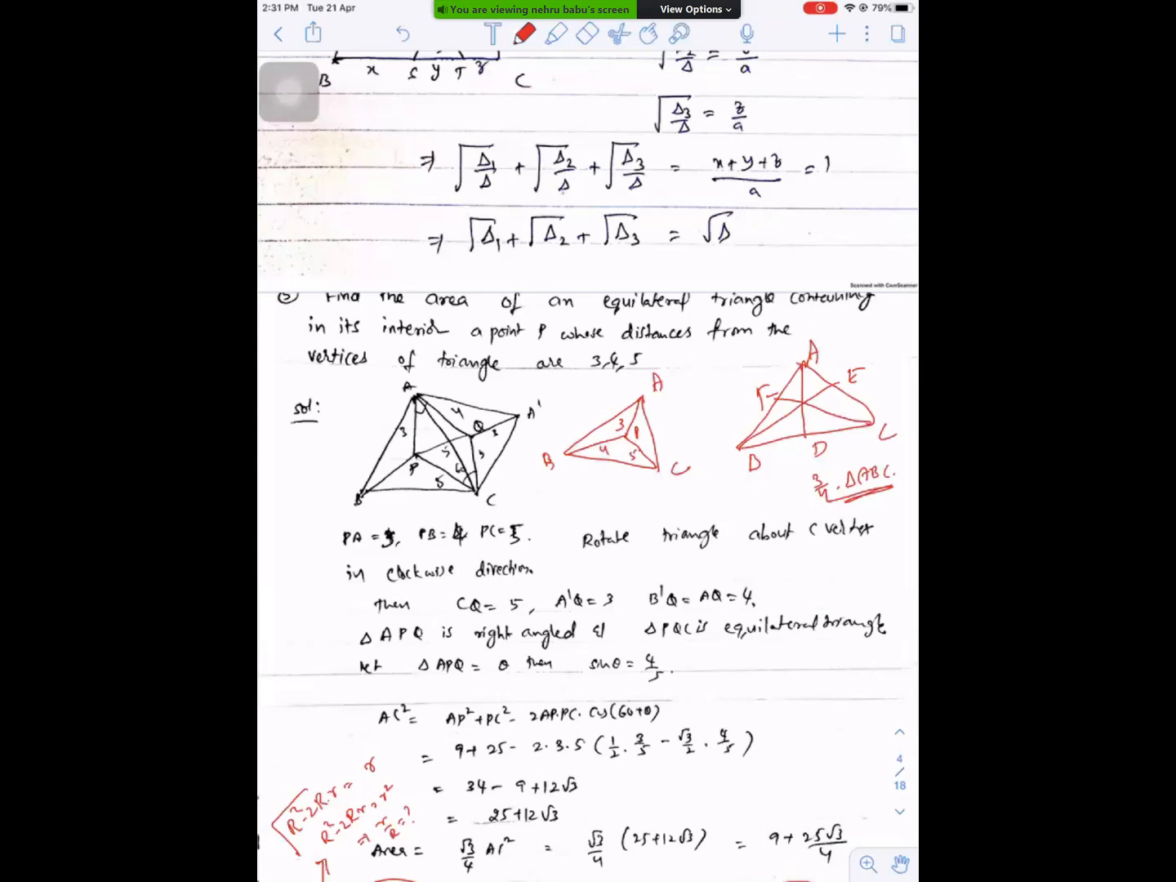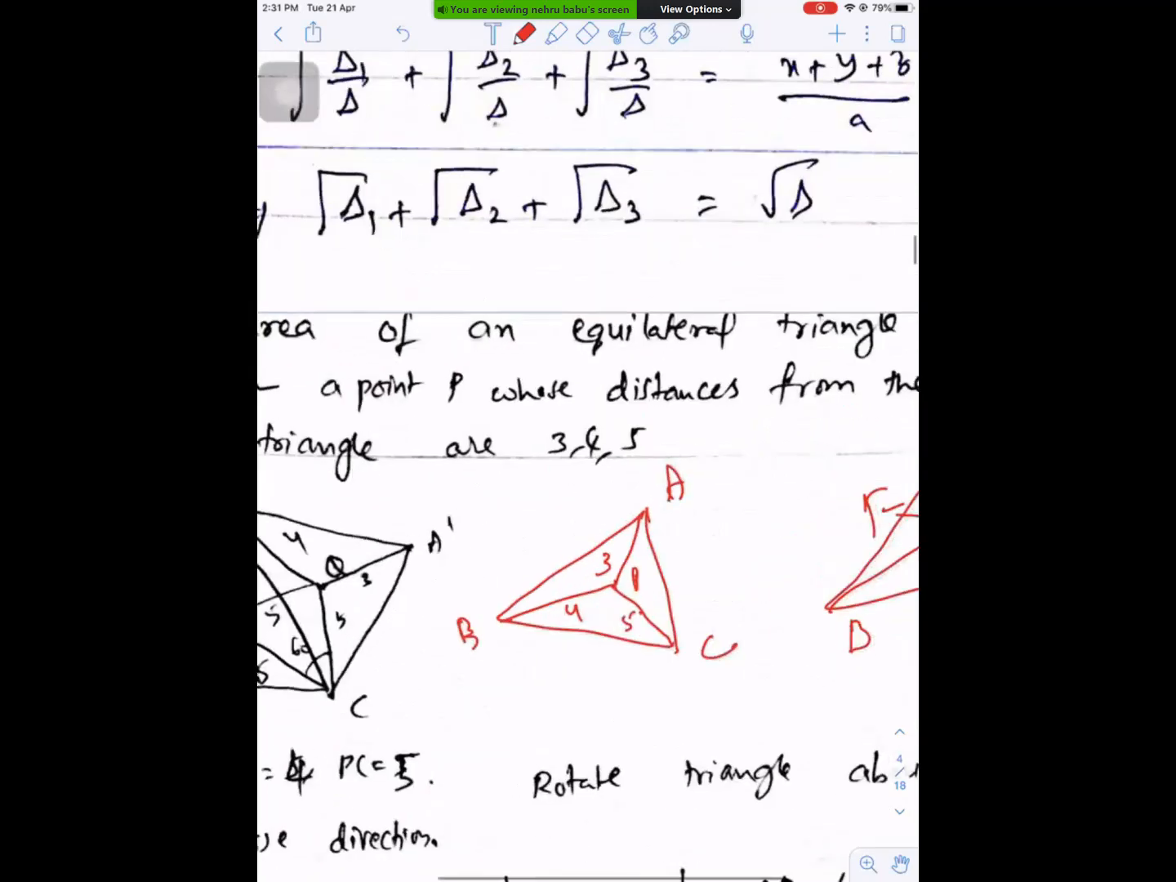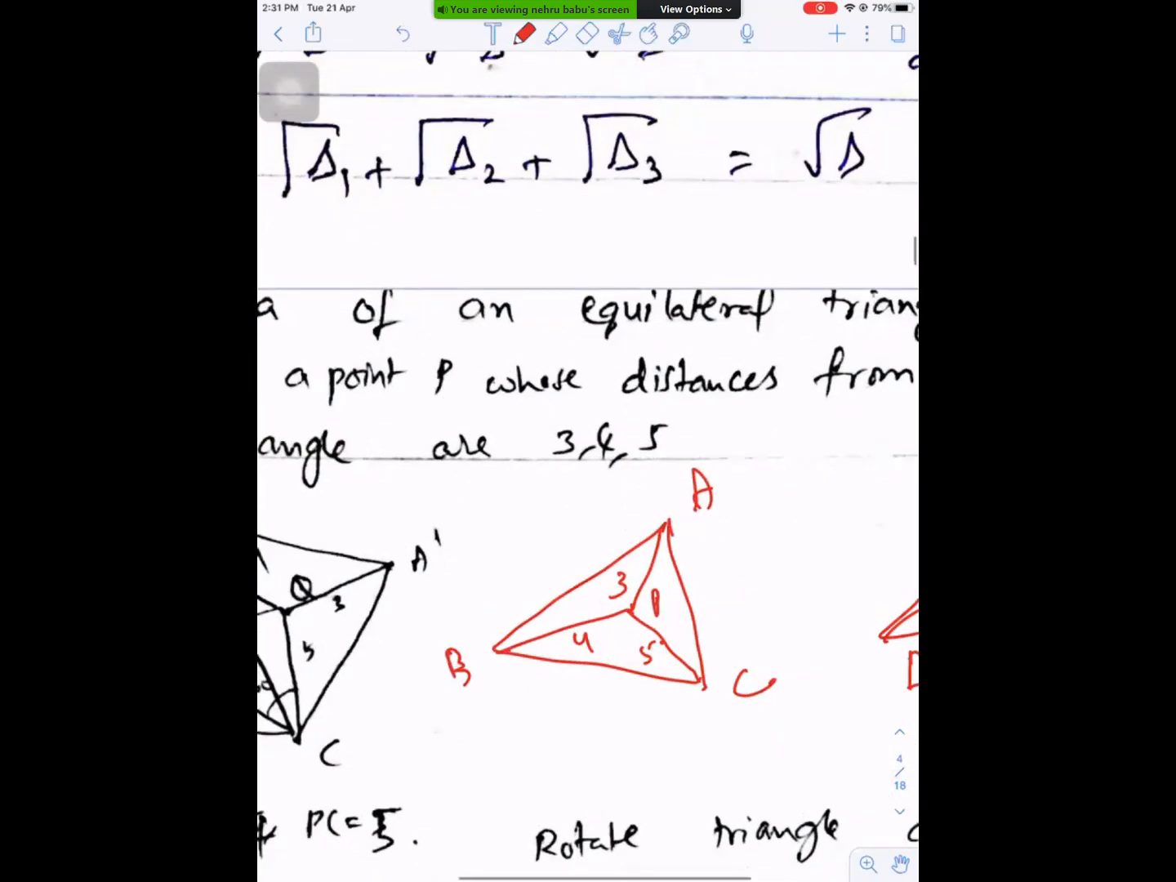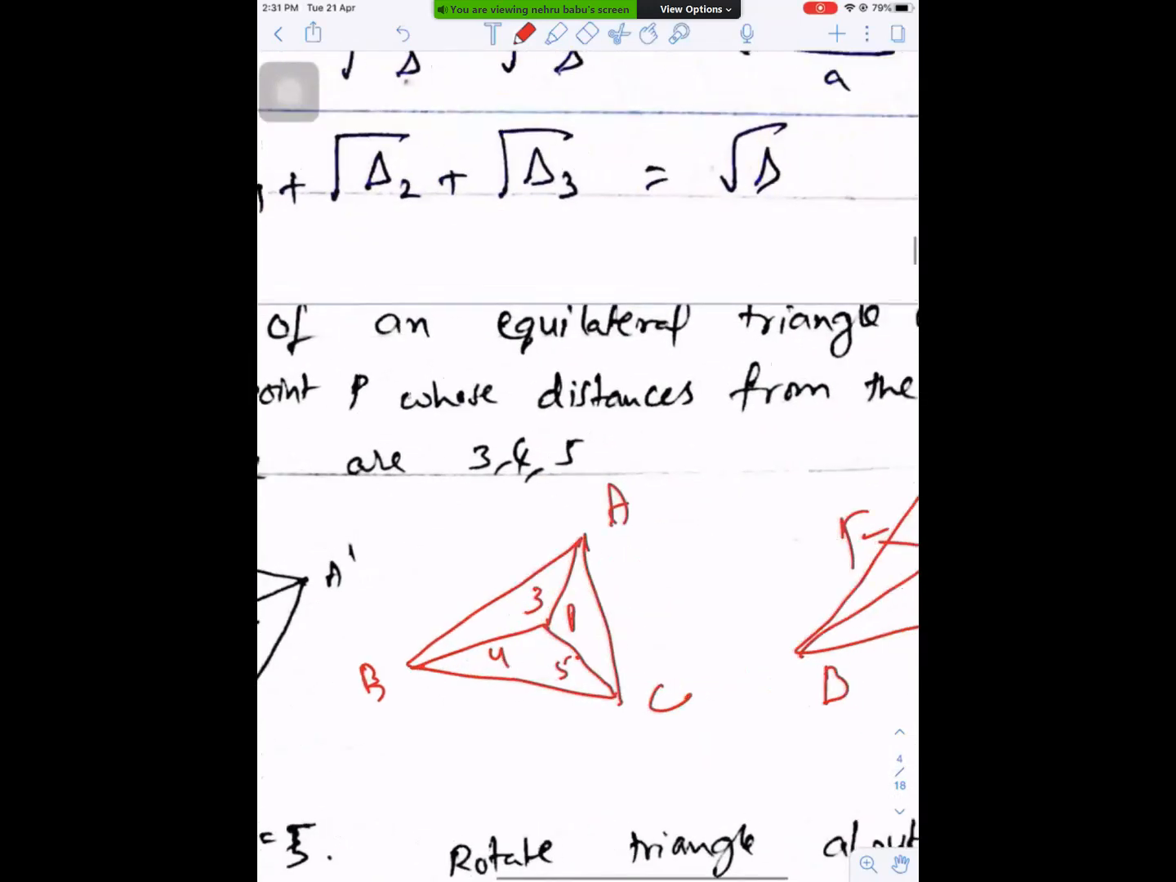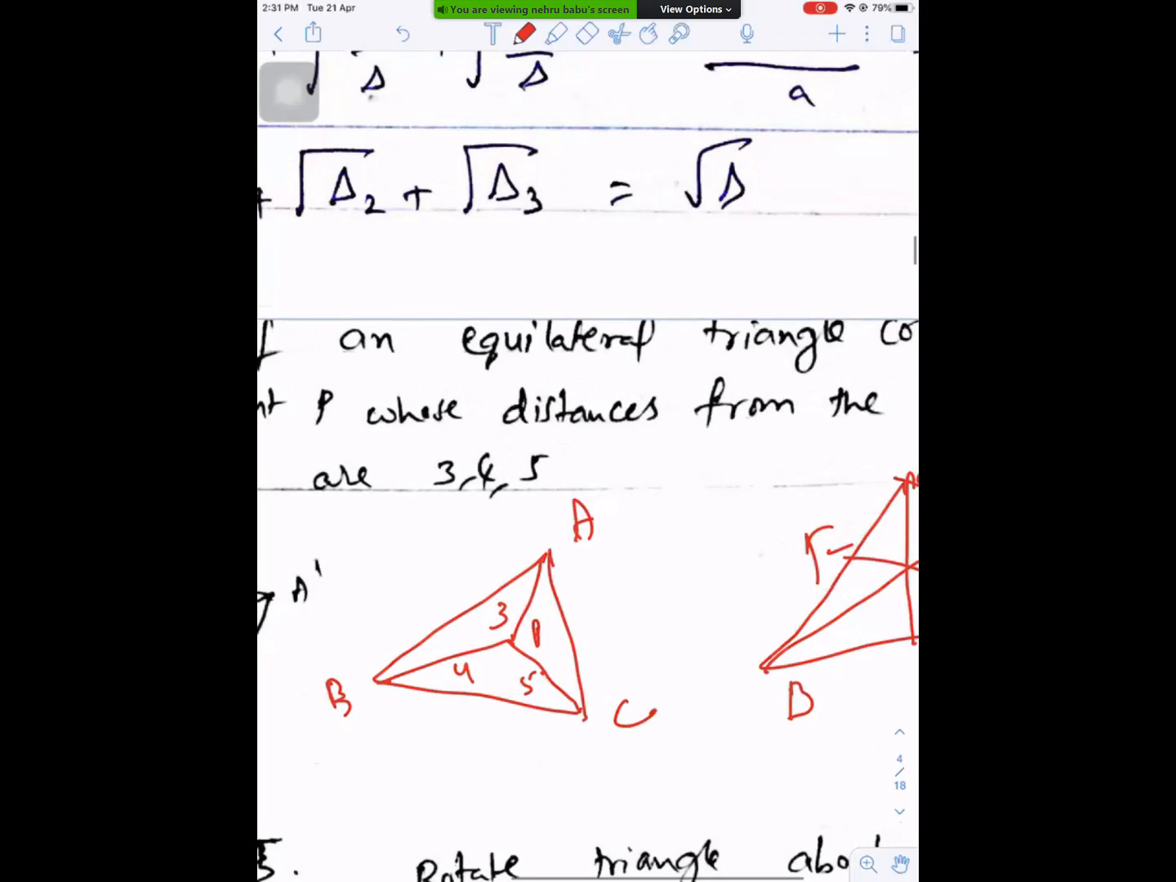The triangle is already given as equilateral. Then you have to find the side length. If P is the interior point of the equilateral triangle and it is at 3, 4, 5 unit distances from the vertices, then what is the area of triangle ABC? You remember what we did? Just by seeing this figure, try to recollect what we did.